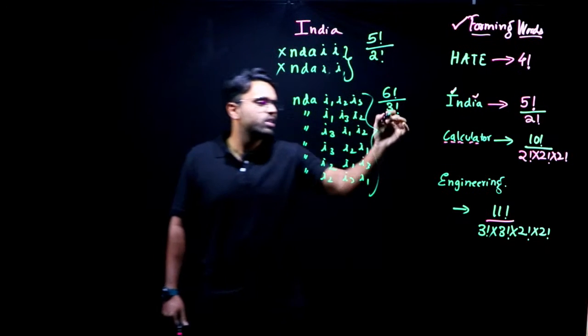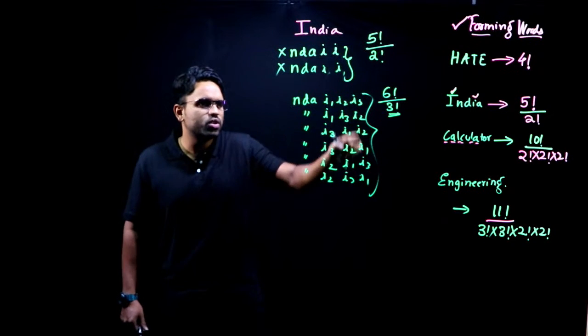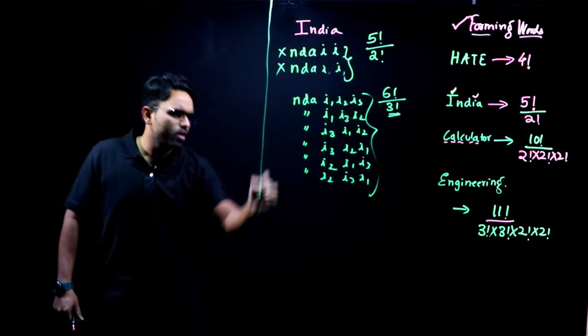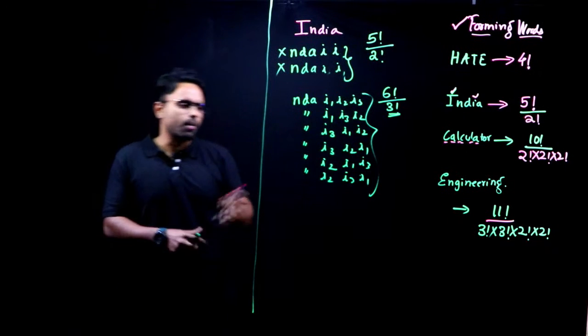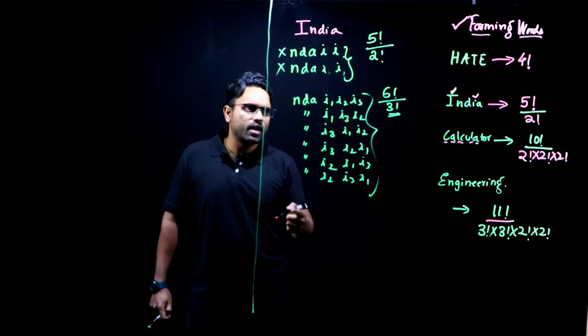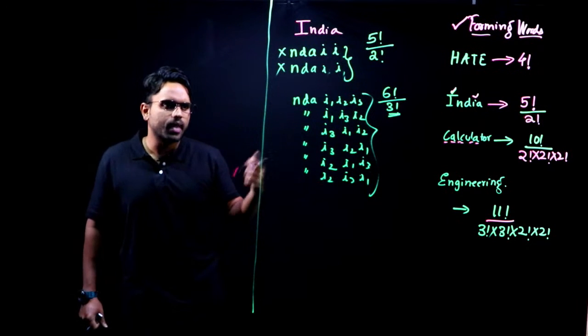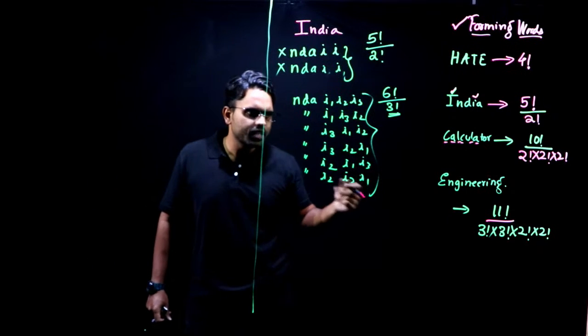So I divide it by how much? 3 factorial. Did you understand why we are dividing it by 3 factorial? Anybody, any doubt why we are doing it? Now, let's move to the next question. If you are done understanding this question, let's move quickly.